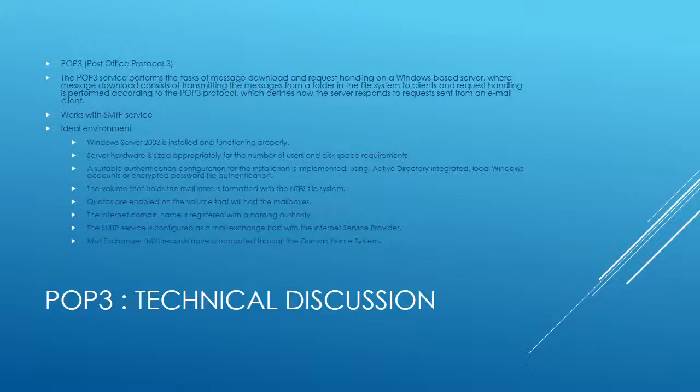The internet domain name is registered with a naming authority. The SMTP service is configured as a mail exchange host with the internet service provider, and the mail exchanger records have propagated through the domain name system.